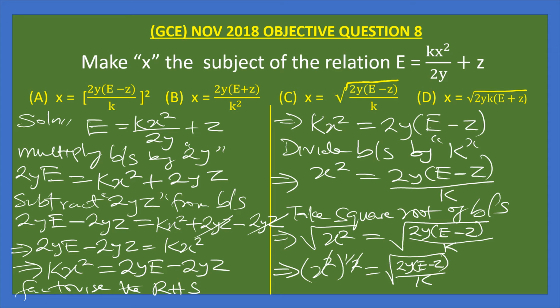This 2 will cancel this 2, leaving us with what? X as equal to what? Square root of 2y into e minus z all over what? K. Do we have that in the options? Let's check. X as equal to 2y, no, square root of 2y e minus z. Yeah, option C is the correct answer.